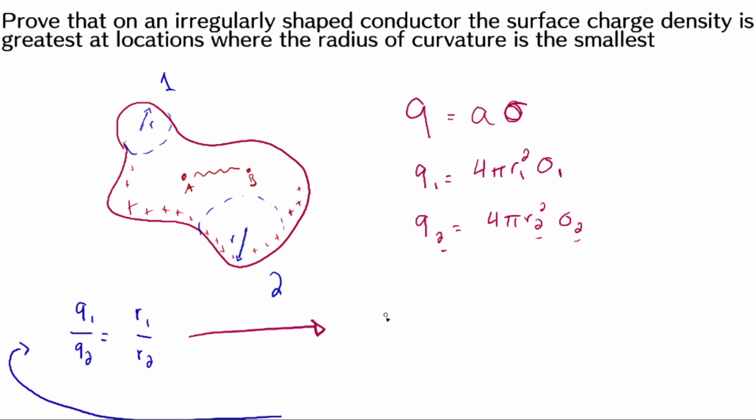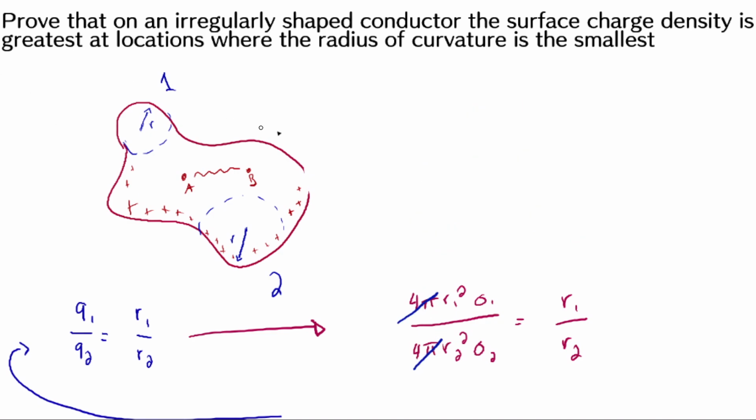We're going to retake this equation. Now that we know that Q1 is equal to 4 pi r1 squared sigma 1 divided by Q2, which is 4 pi r2 squared sigma 2, and this is equal to r1 over r2. We can cancel out our 4 pi's because those don't change, and now we are left with r1 squared sigma 1 over r2 squared sigma 2 is equal to r1 over r2.